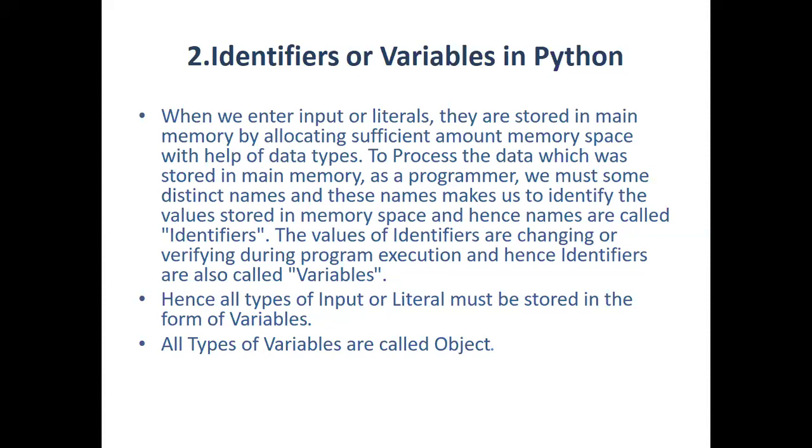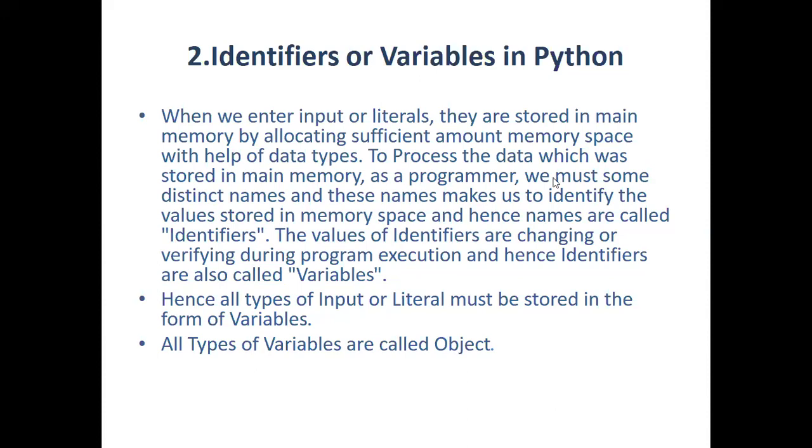So we were talking about how to process the data which was stored in the main memory. As a programmer, we must use some distinct names, and these names help us identify the value stored in the main memory. That is known as identifiers. The values of identifiers change or vary during program execution, so all identifiers are also known as variables. All types of inputs or literals which we store in the form of variables, and all types of variables are called objects. Is this clear?